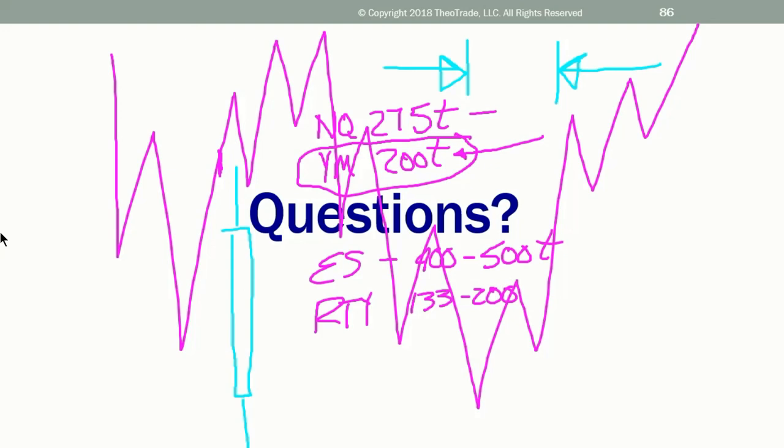Range bars, Stuart's asking about range bars. Range bars are interesting to me. I have not traded those yet, but I think that they might have promise. I've seen really nice looking range bars before, and I think that they do hold some promise. I just haven't invested the time into them yet. So good question, Stuart.